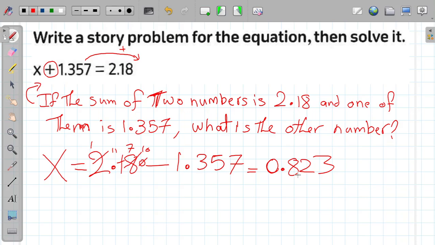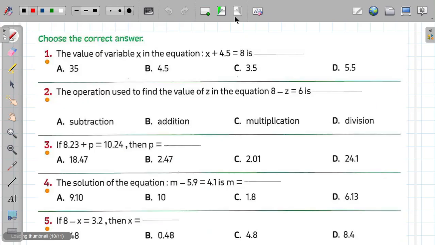Okay, next I have the last part of our video today. The last part of our explanation today is multiple choice questions that are very common in exams, and we want to know how we can deal with them correctly and solve them easily. So let's go.